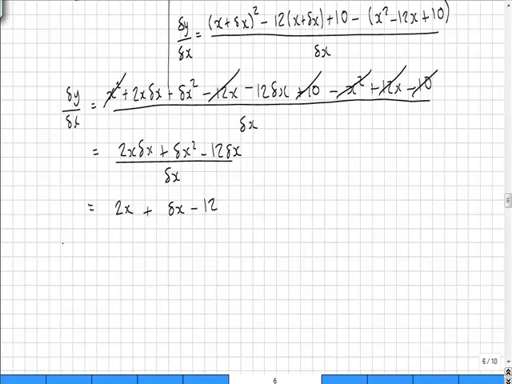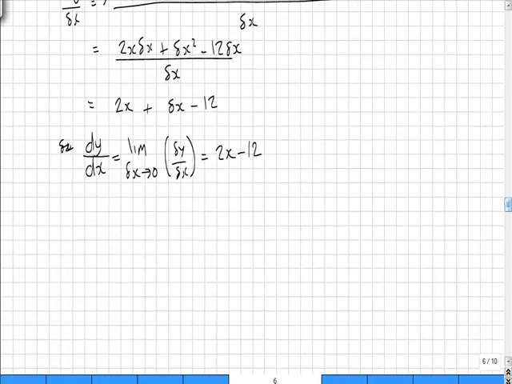The next stage is to state what would happen if delta x was reduced until the distance was basically going to be 0 or approach 0, and we must state mathematically that obviously we're setting that as delta x approaches 0. Our function becomes 2x minus 12 because the delta x becomes insignificant. Therefore dy by dx is equal to 2x minus 12.